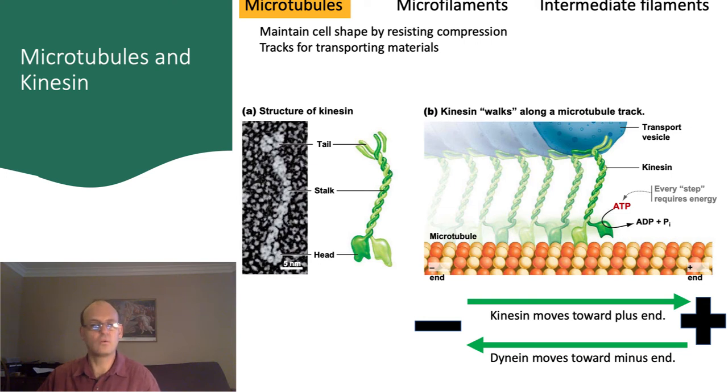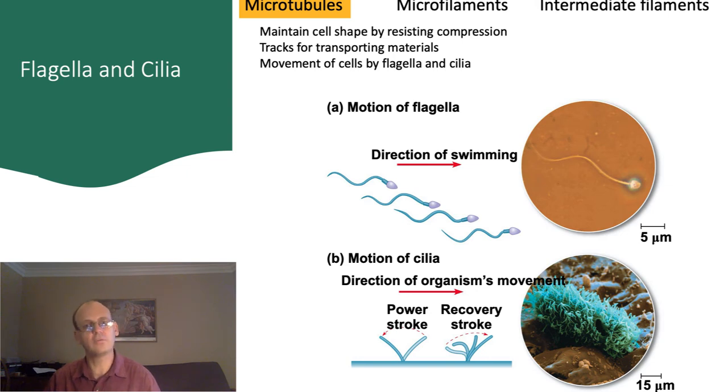So kinesin can walk along the microtubules toward the plus end, but is there a motor protein that moves in the other direction? It turns out there is, and it's called dynein. Like kinesin, dynein can carry cargo along the microtubule. Dynein also plays a role, along with microtubules, in how cells move using flagella or cilia.